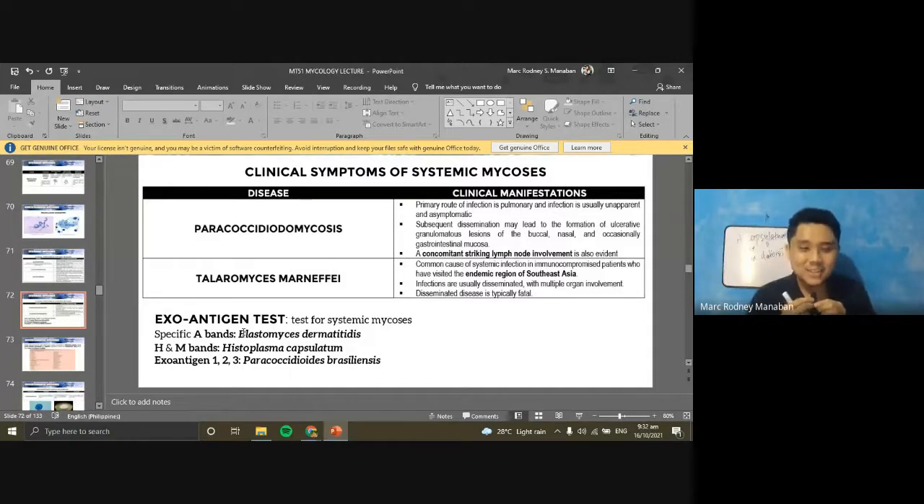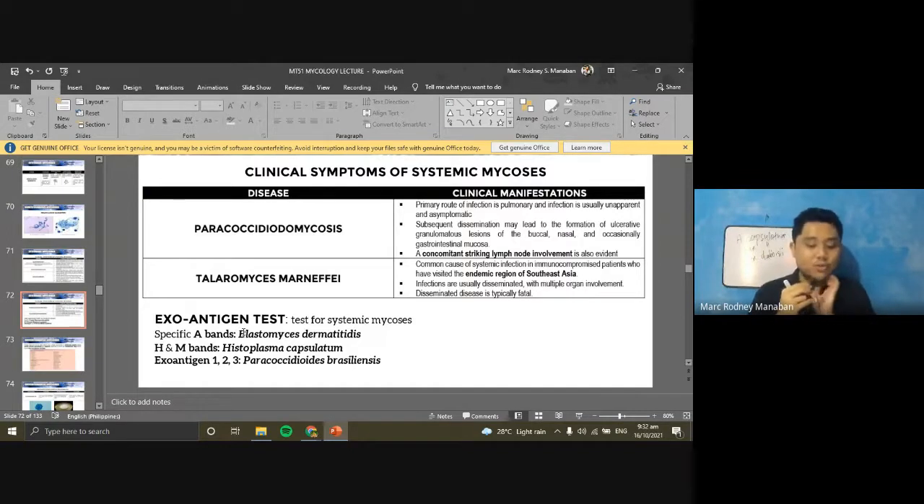And then exoantigen 1, 2, 3, P. brasiliensis. Okay, so again, A bands, letter B, Blastomyces dermatitidis, H&M bands, Histoplasma capsulatum, and lastly, exoantigen 1, 2, 3, your P. brasiliensis.